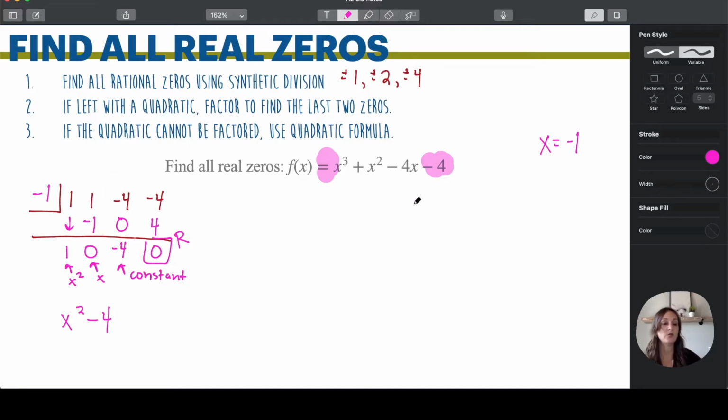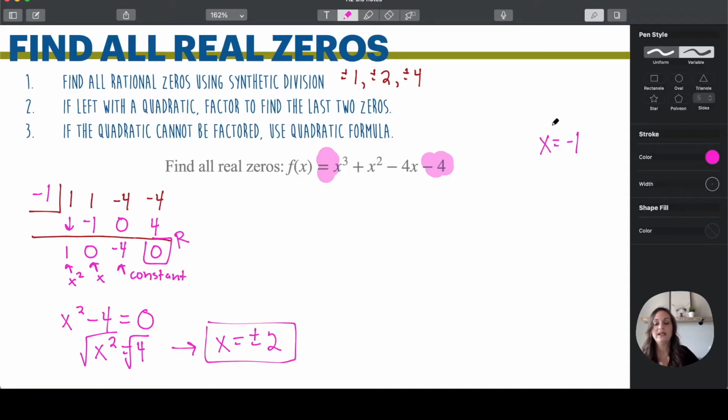So since it's a quadratic, we can go ahead and actually factor this, setting the remainder of this, not the remainder because that was 0. We can actually set what is left from the synthetic division equal to 0 to find our other two answers. So to solve for this, we could add 4 to both sides. x squared equals 4. So you would need to take the square root of both sides. And so x would equal plus or minus, don't forget, you took the square root, so it should be plus or minus 2. So we know that x equals negative 1 was a 0 from synthetic division. And now from factoring, we know that x equals 2 and x equals negative 2 were our other two answers.